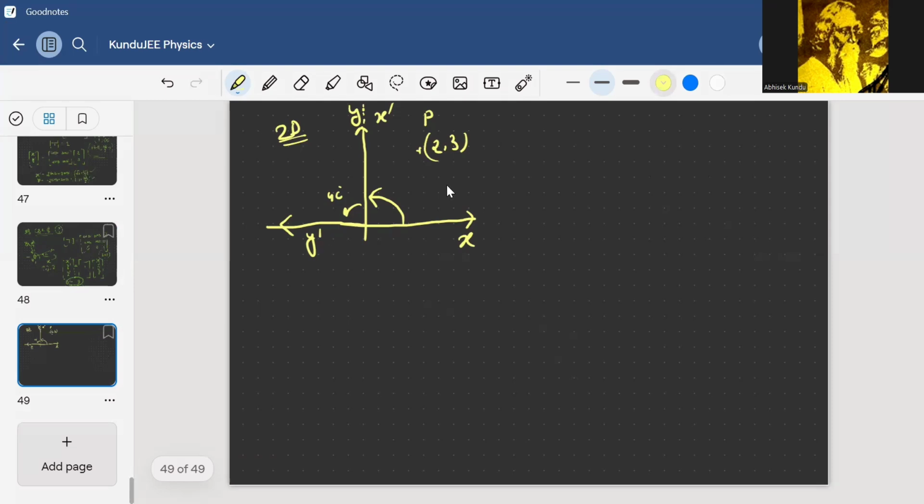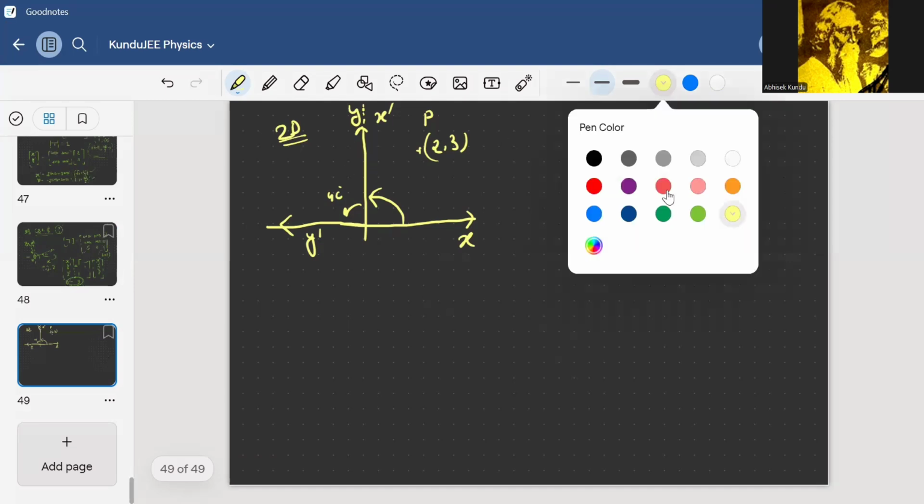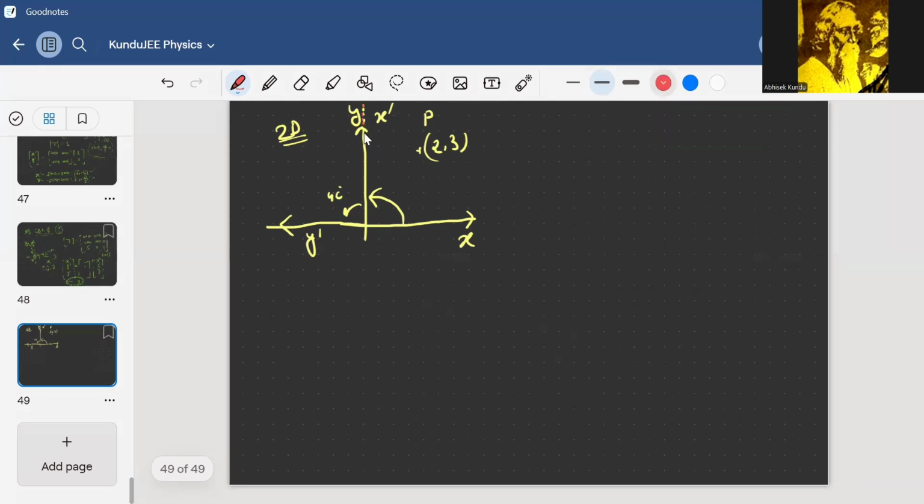What is going to be the coordinates of the same point P with respect to the new rotated coordinate system? Right now I have given the rotation of 90 degree. How to find out that? So this is going to be our new x dash axis. This is going to be our new y dash axis. So with respect to that, what is going to be the coordinate? So see, from the geometry only, we'll be able to tell. This is 2, 3. So with respect to the new x dash and y dash coordinate system that is rotated by angle 90 degree, see, this is 2 unit, this is 3 unit.